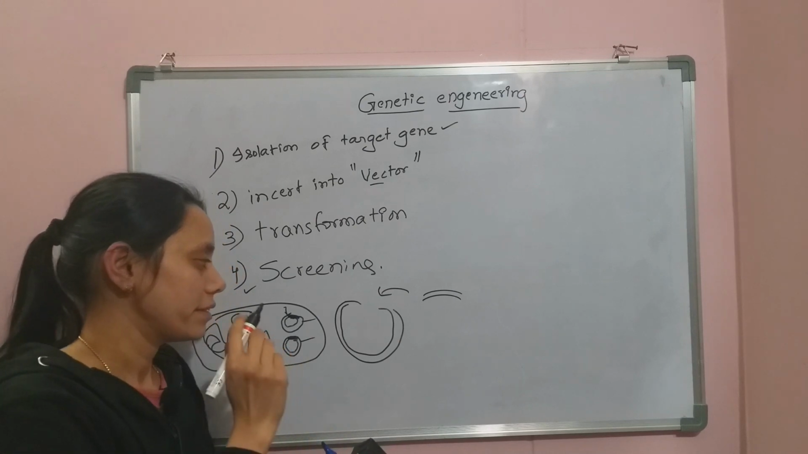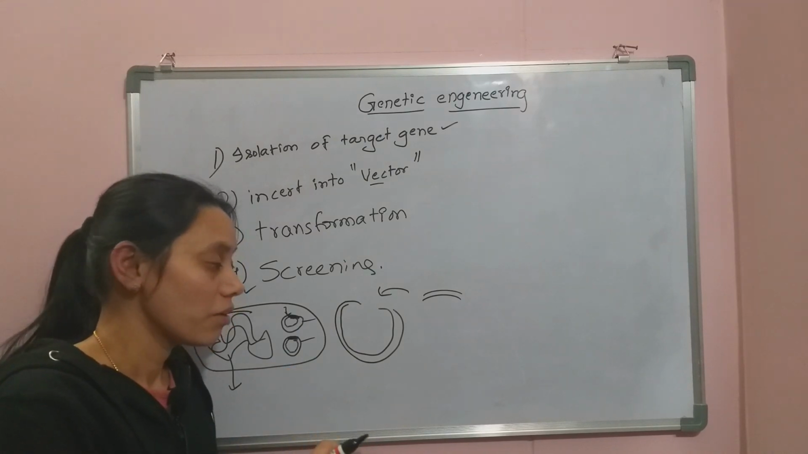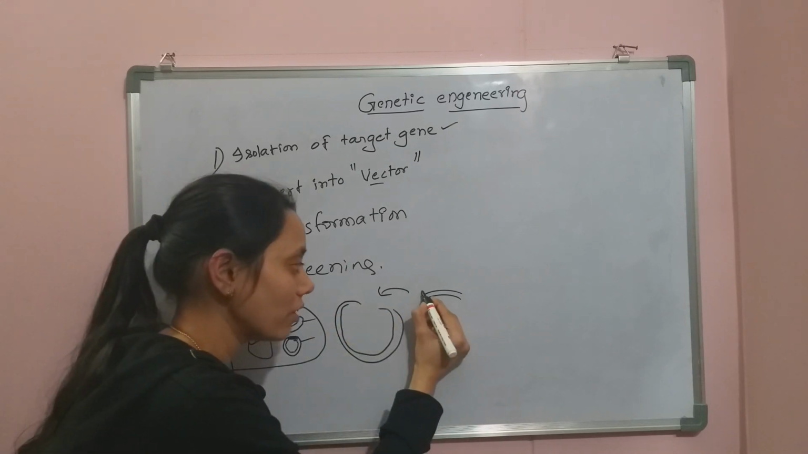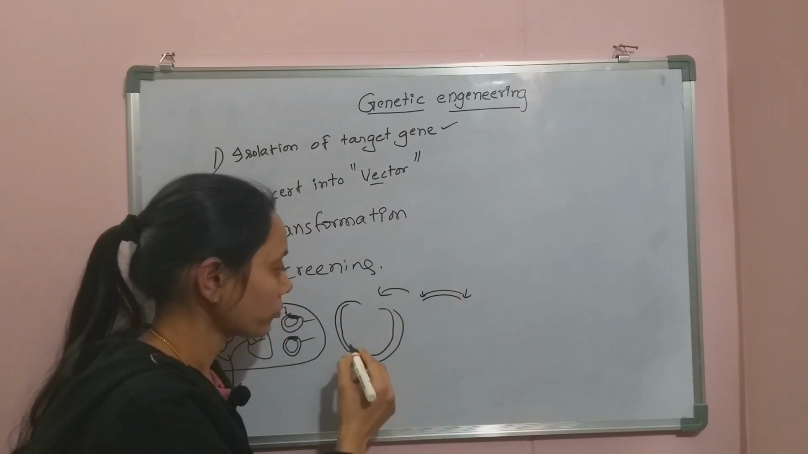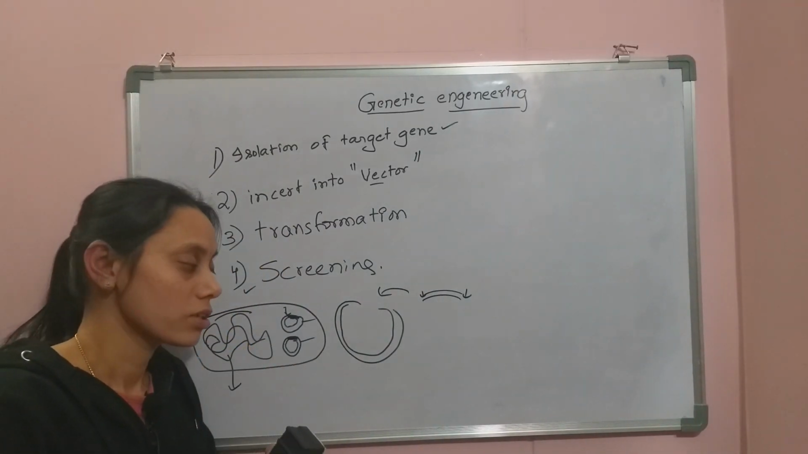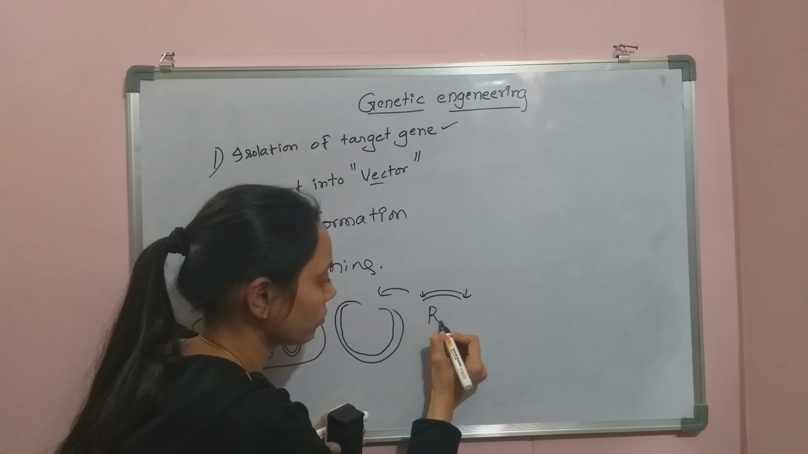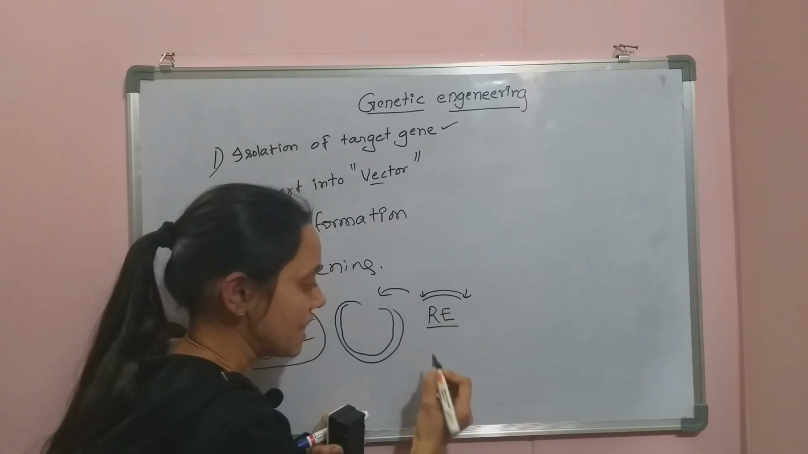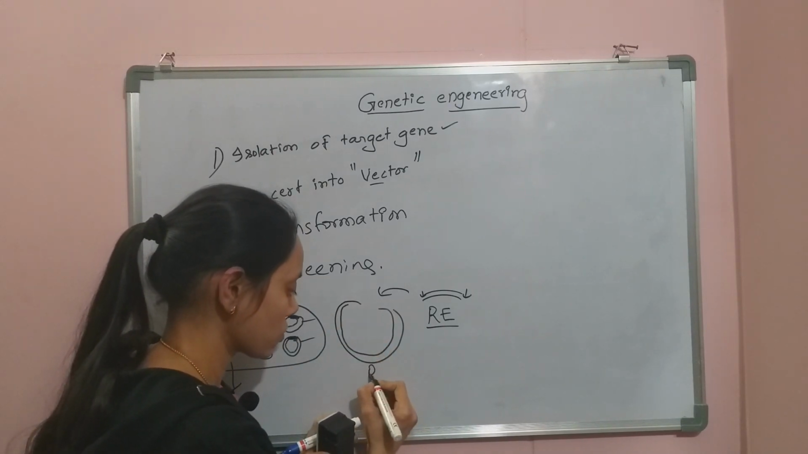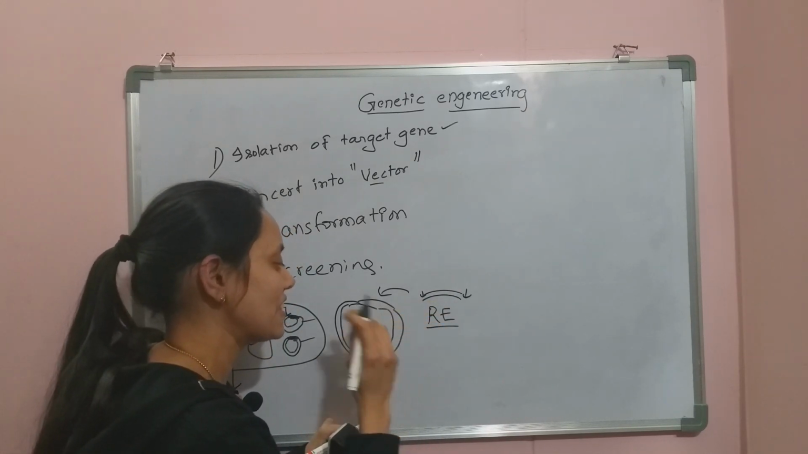So here the restriction enzyme used to isolate the target DNA must be the same one which is used for cutting the vector, so that the ends will be similar. So the complementary ends will attach easily. So here the target DNA will be cut with the same restriction enzyme, and the vector will also be cut open with the same restriction enzyme. So the cuts will be similar and our target DNA will be easily inserted.